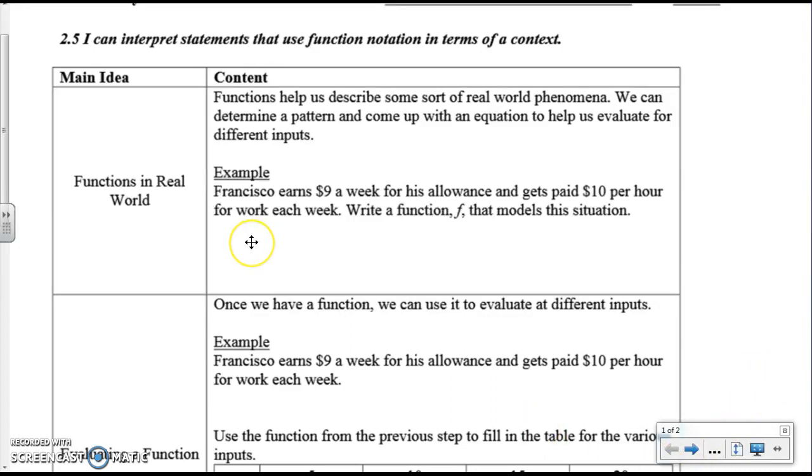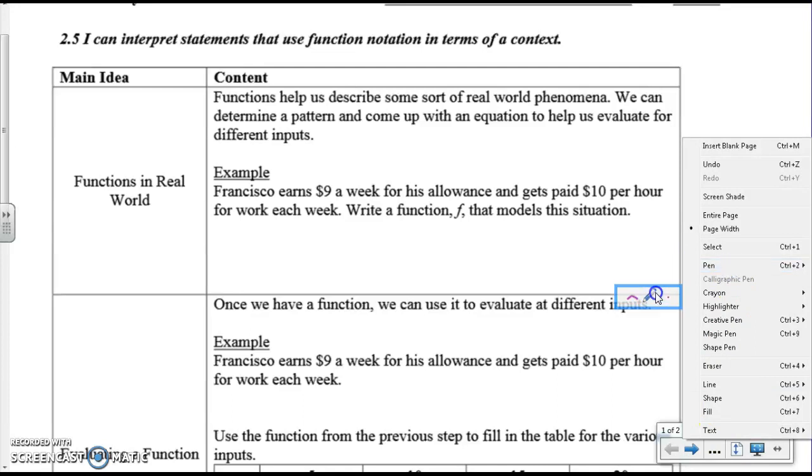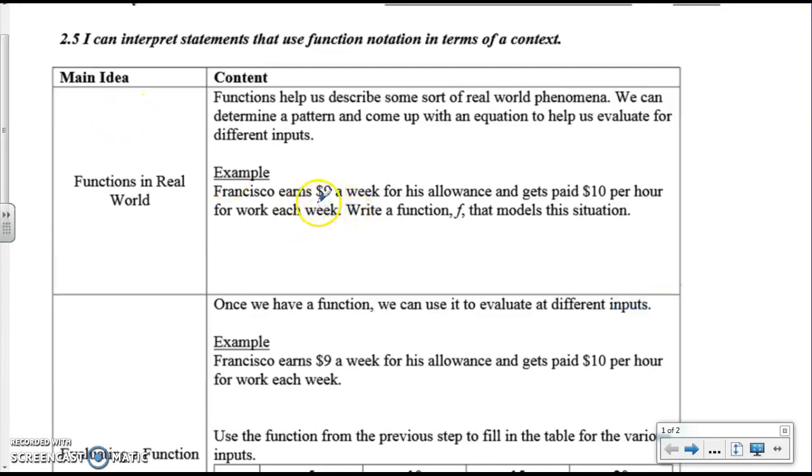Okay, so our example here is Francisco earns $9 a week for his allowance and gets paid $10 per hour for work each week. Write a function f that models the situation. We're going to go ahead and underline important information. So $9 a week plus $10 per hour for work each week. And we're looking at the total amount that he makes per week. So the function f is going to depend on how many hours he works, because he automatically gets that $9.